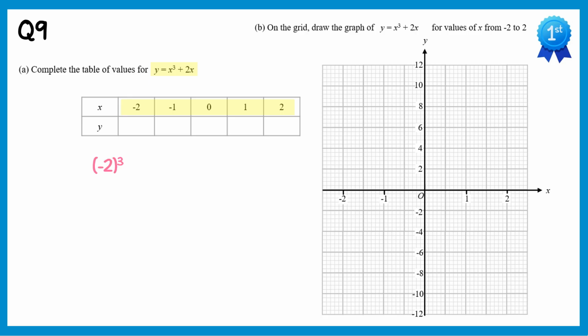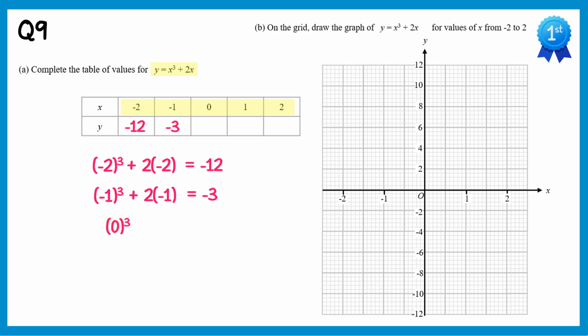So we need to do -2 cubed plus 2 lots of -2, and I would type this straight into your calculator, and you'll get the answer -12. So when x is -2, y is -12. Then we repeat this process, but instead use -1. So -1 cubed plus 2 lots of -1, which gives you -3. So when x is -1, y is -3.